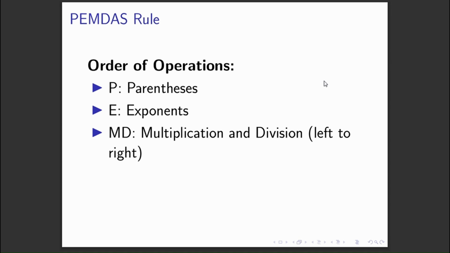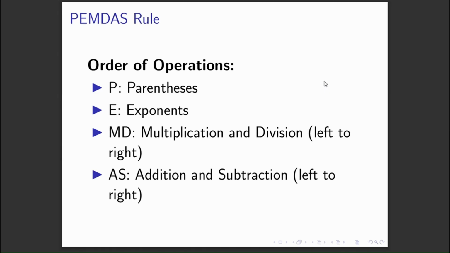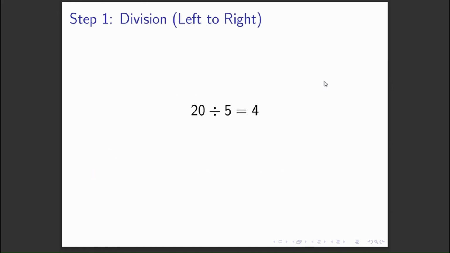Both have the same order, but if we move from left to right, if the multiplication appears first, then multiplication has higher order than division. Similarly, A and S, which are addition and subtraction, both have the same order, just like we see with multiplication and division. But if we move from left to right, if addition appears first, then addition has the higher order than subtraction. Now we are going to solve our problem.